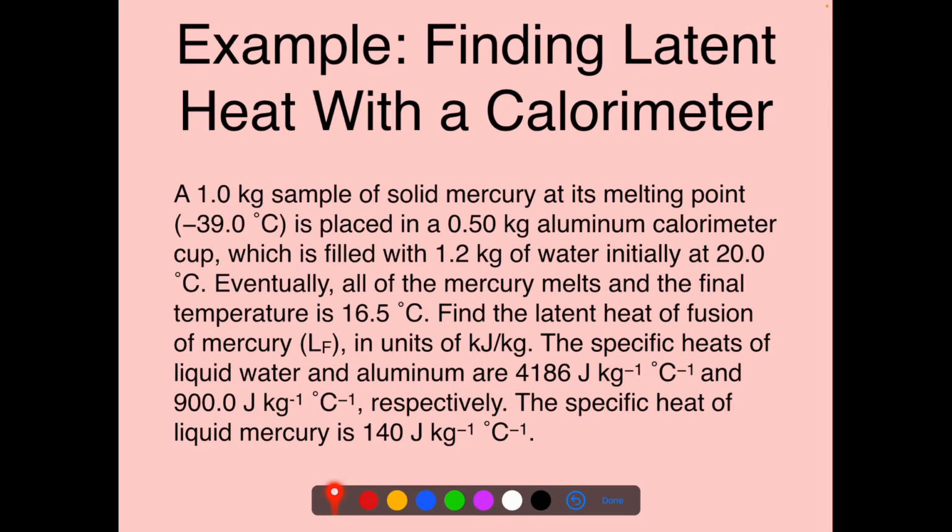So some information we're going to need to know. The specific heats of liquid water and aluminum are 4,186 joules per kilogram degrees Celsius for water and 900 for aluminum. We also need to know that the specific heat of liquid mercury is 140 joules per kilogram per degree Celsius. Okay, there's a lot going on here, so let's try to work it all out.